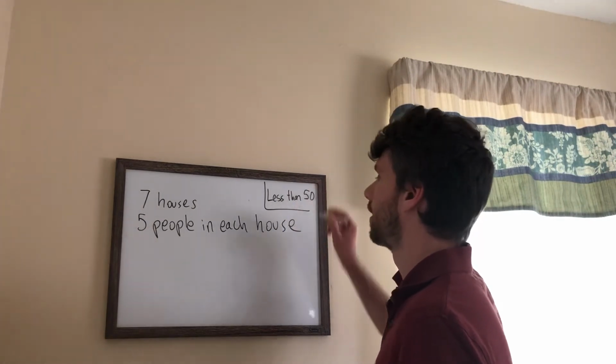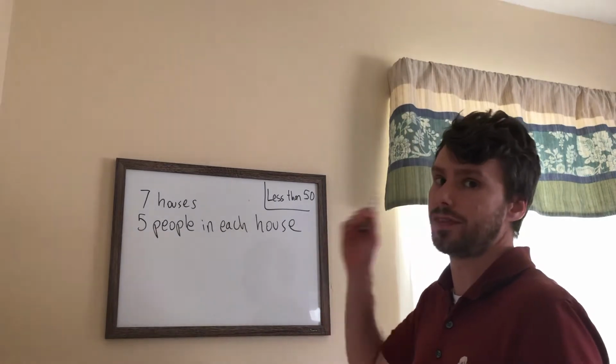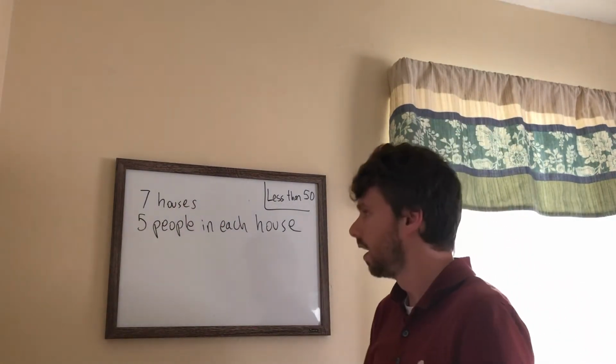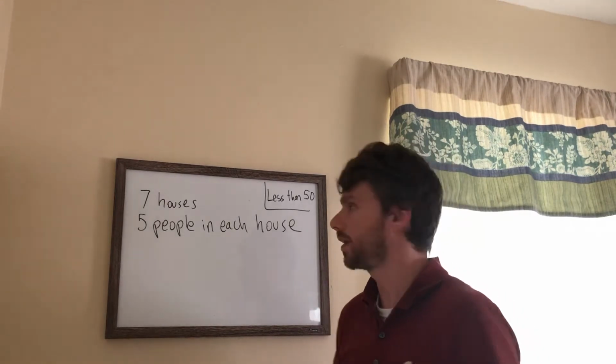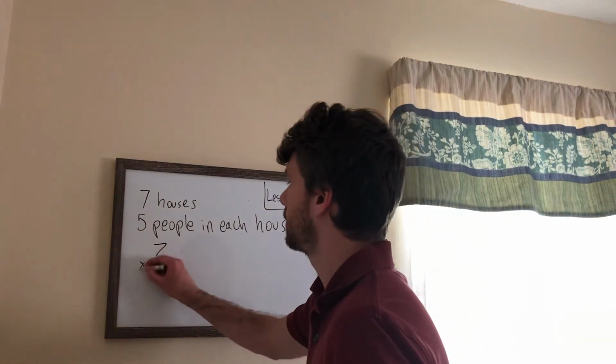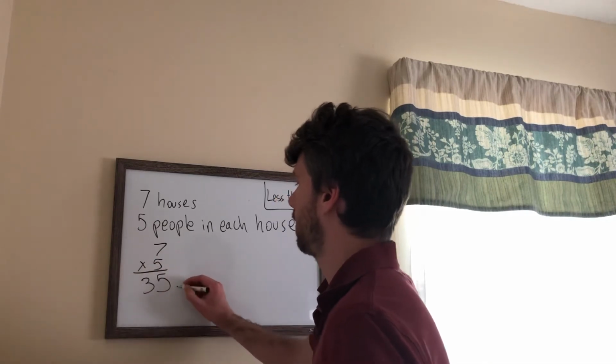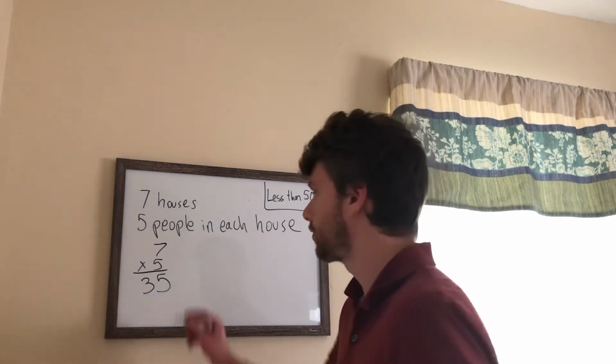Less than 50. So my answer should be less than 50. Why? Because I rounded this 7 up to a 10. All right, so the next step is to do the calculation. 7 times 5 is 35. Okay, we've done the calculation.